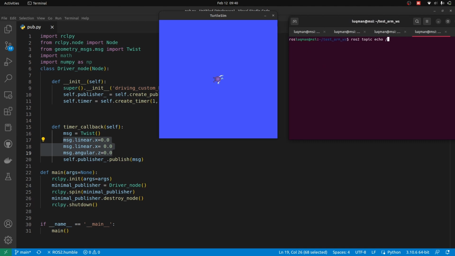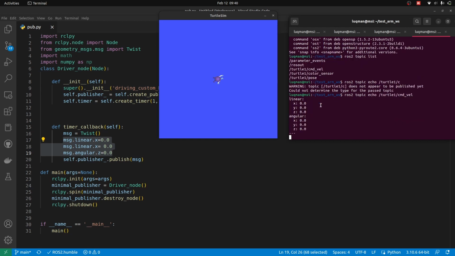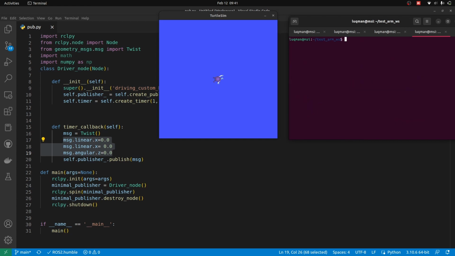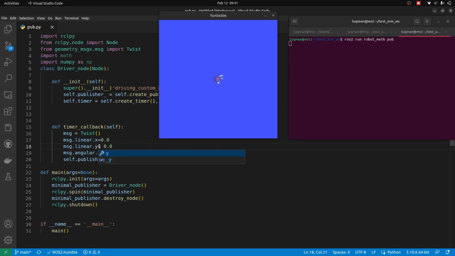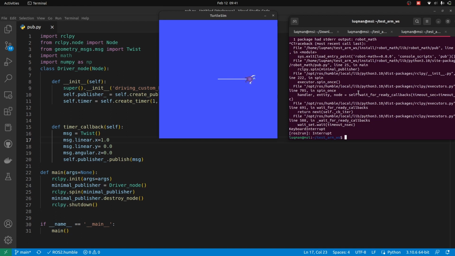ROS2 topic echo turtle1, topic list. This is the topic, ros2 topic echo turtle1 command velocity, and it is publishing 0 for all the values, as we have currently filled the values for linear x, linear y and linear z. I hope you understand what these things are actually doing. If I change the value to 1 and run this, it is going to start making the robot move with linear x velocity. I'm going to stop it.